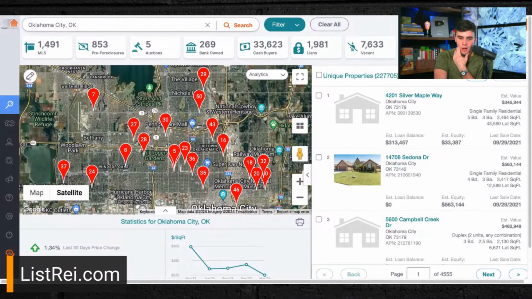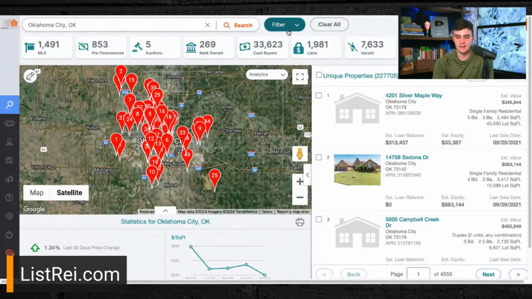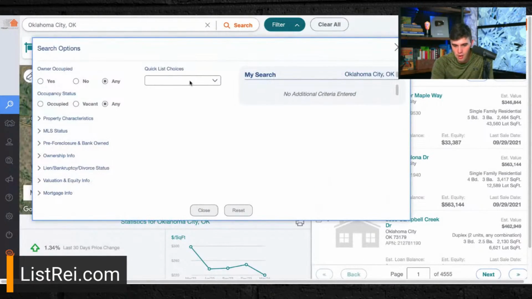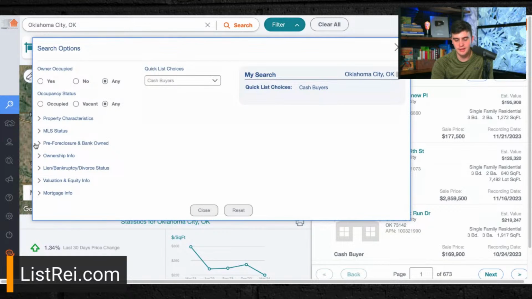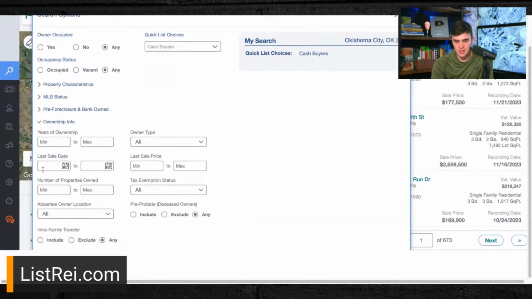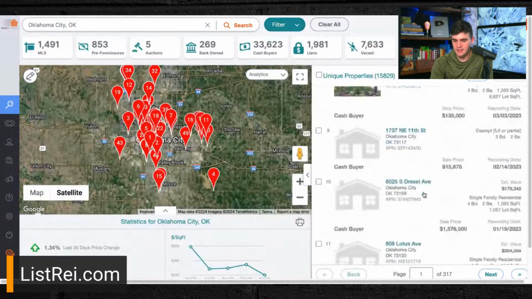One really cool hack here is, let's clear all the filters. Let's go to Oklahoma City and filter and find cash buyers. This is really just for show, honestly. I'm going to go to ownership information and just find people that own more than 10 rental properties. Okay, and then we got all these people coming up.